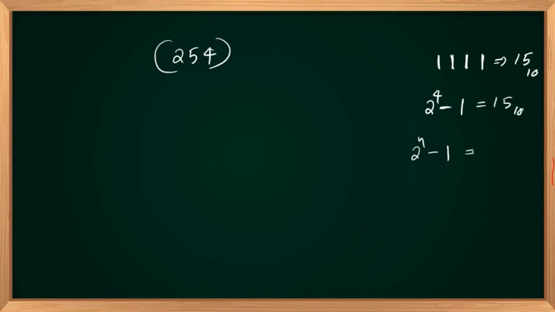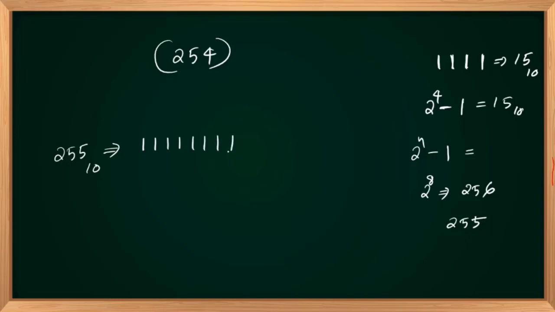So to represent a 15 decimal, I require 4 digits. Similarly, to represent 254, I'm trying to identify how many digits are required, not in 2's complement representation, a simple representation of 254. So 2 power 5 is 32, 2 power 6 is 64, 2 power 7 is 128, 2 power 8 is 256. If I'm using 8 digits, I can represent 256 minus 1, that is 255. Let me represent simple 255, just 255 in decimal, converting into binary. 255 implies all 8 digits are 1. And this 254 is 1 less than that. 255 minus 1 is 254.